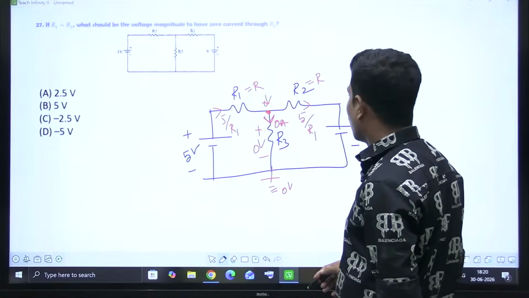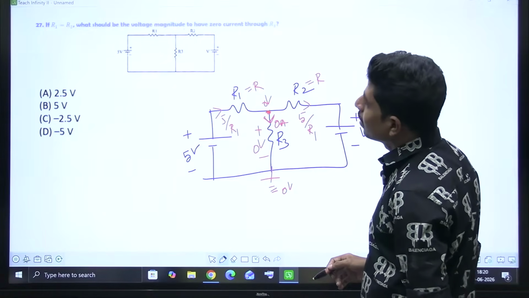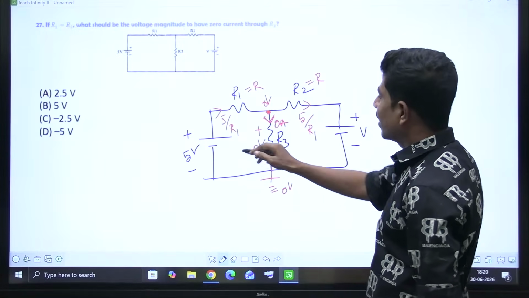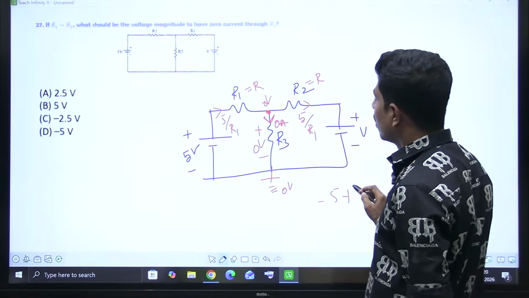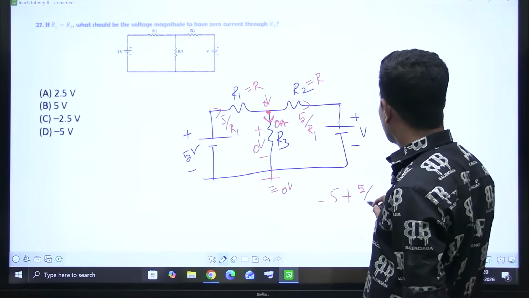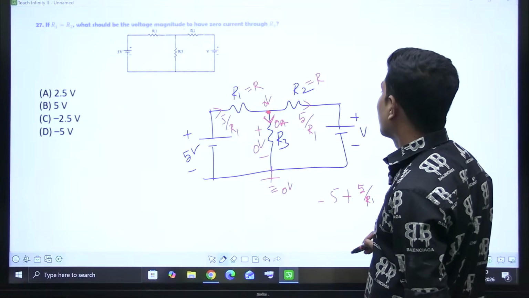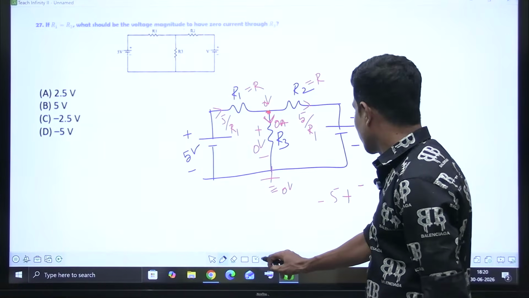Right? Now, what is it asking? What voltage magnitude? Let me write the KVL for this. Let me write it this way.